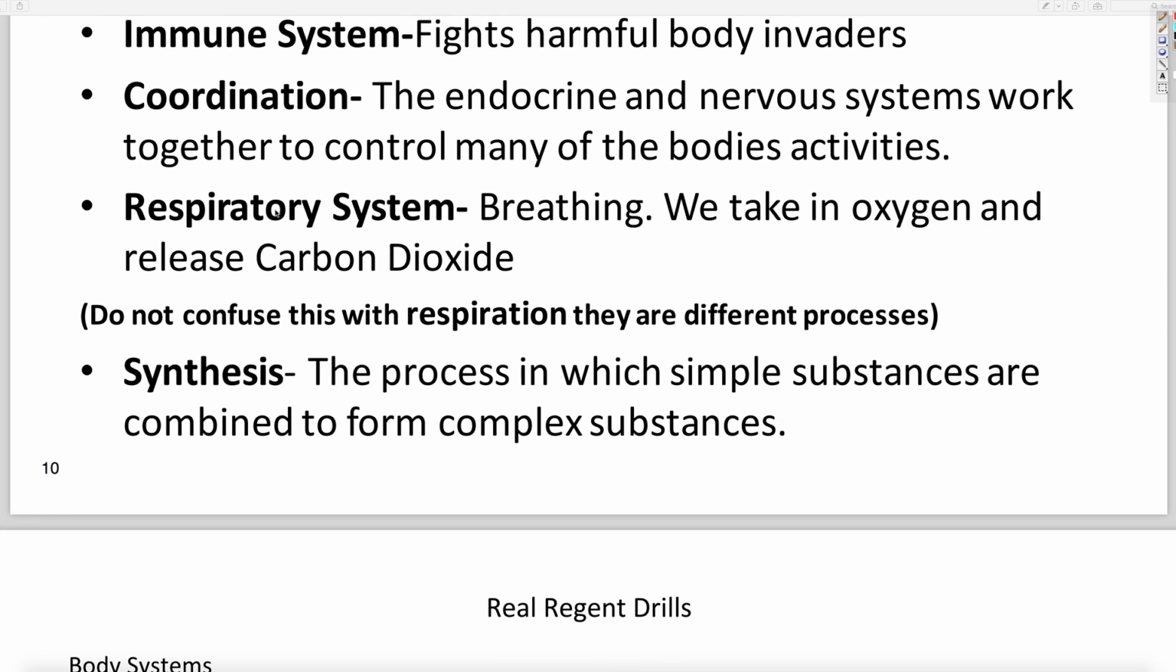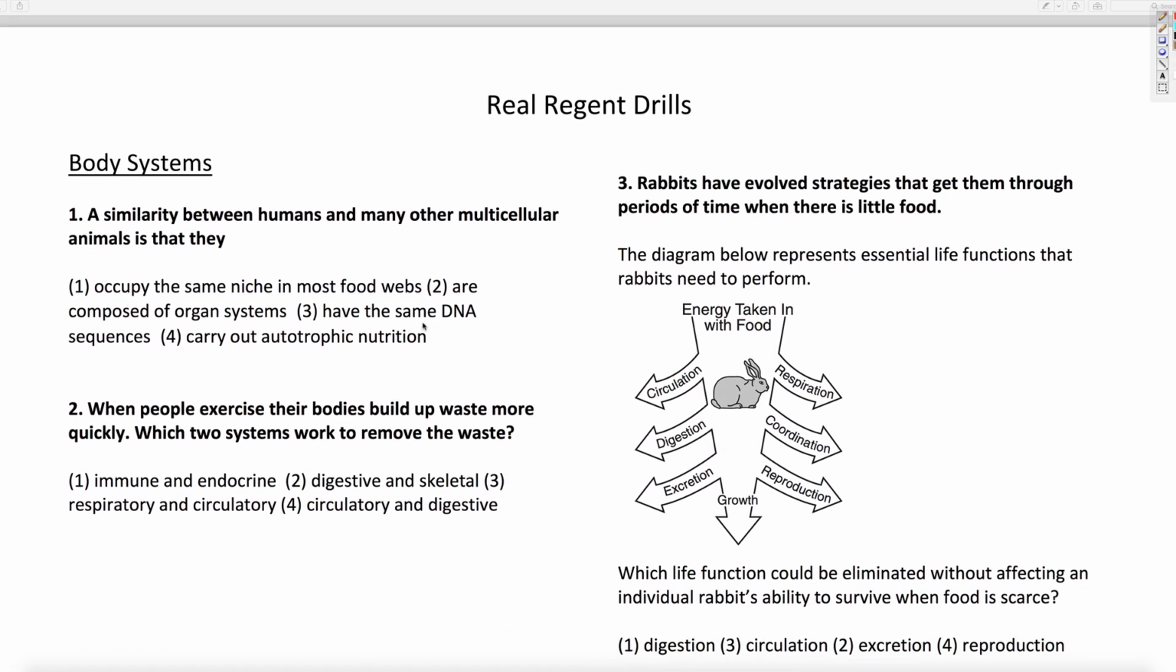Don't confuse the respiratory system with respiration. That's a good point. Respiration is the process that we make energy. Respiratory system is just breathing. So we'll hit both of those though.